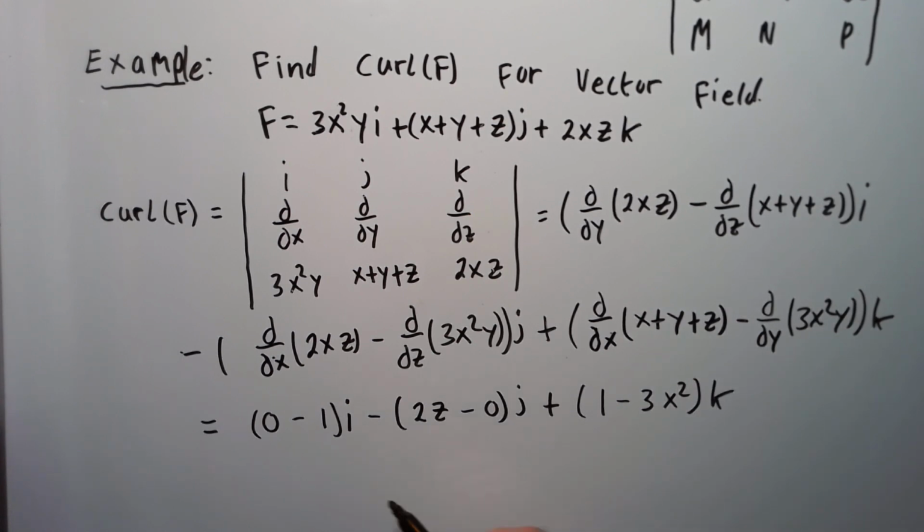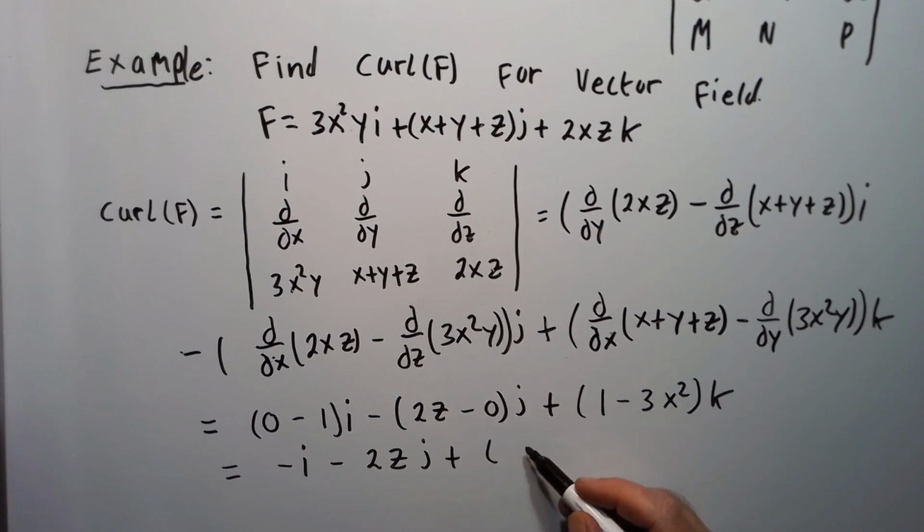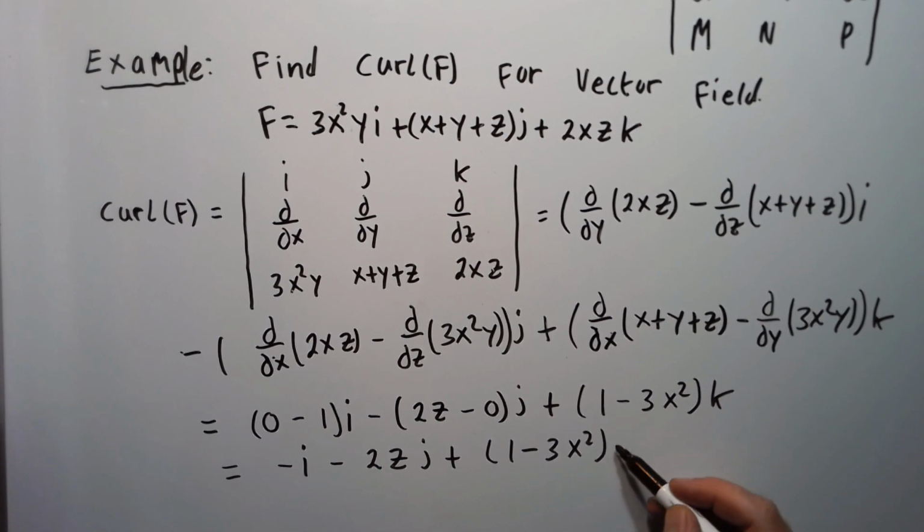Okay, so then we can write this as negative i minus 2z j plus (1 minus 3x squared) k.